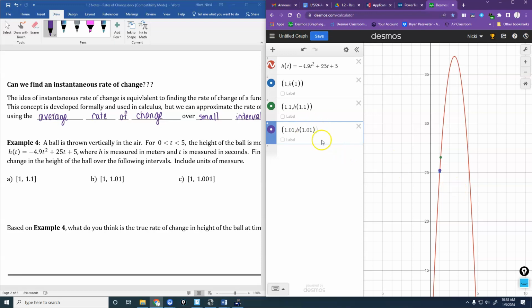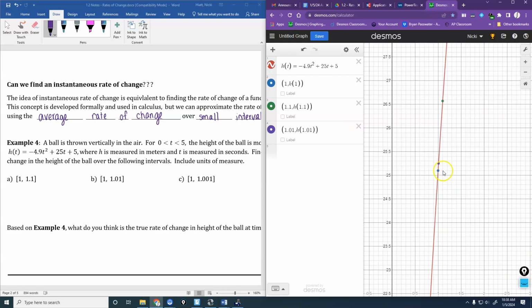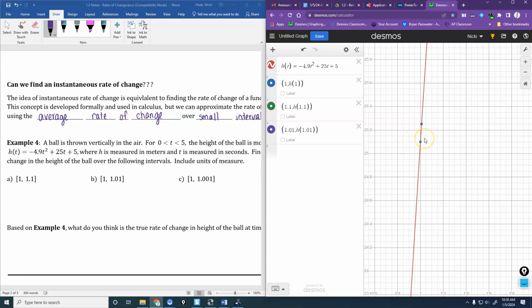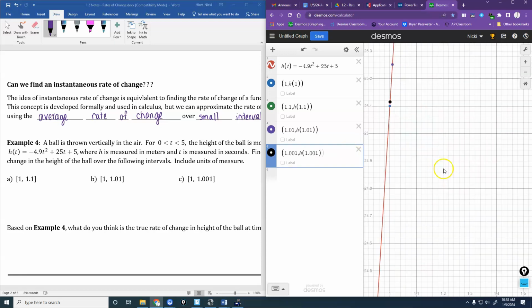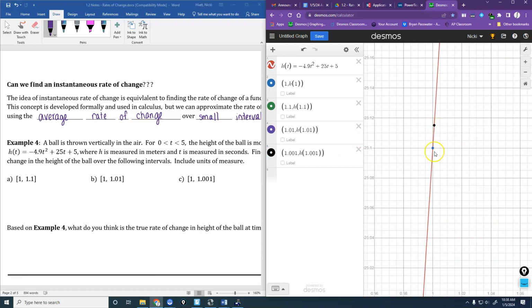That's the purple dot right there. Well, that is even closer, right? That line is even a little bit straighter right there. That's going to be really close to my actual value. And then if I do 1.001, that's that black dot, even closer, right? So if I find the slope of this line right here, it's really, really close to the actual slope of the line at that point because it's so close to being the slope right there at that single point.